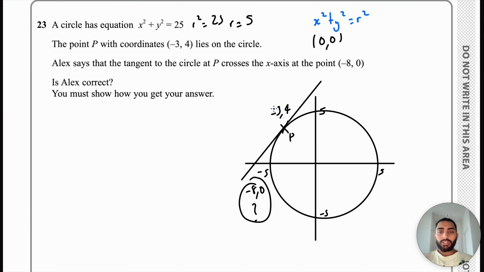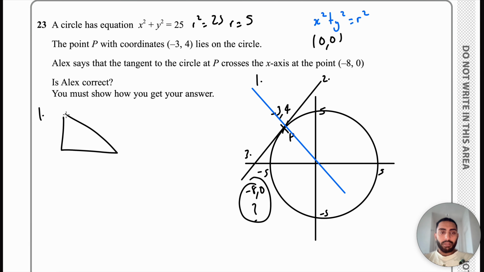This is a normal question that comes up at GCSE. We're just finding the equation of a line tangent to a circle. First thing that we need to do, step 1, would be finding the gradient of this line. The second step would be to find the equation of this line. And then the final step would be just to check that x-intercept. Let's do step 1. So we're going to find the gradient of that line.